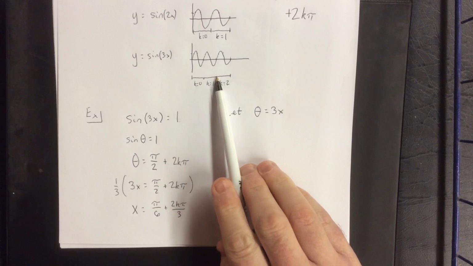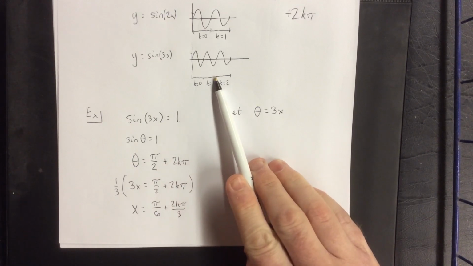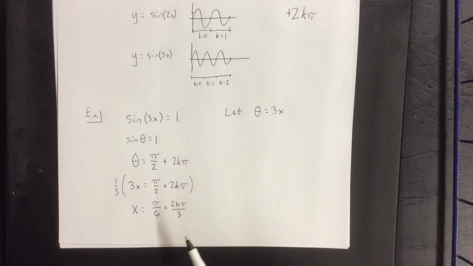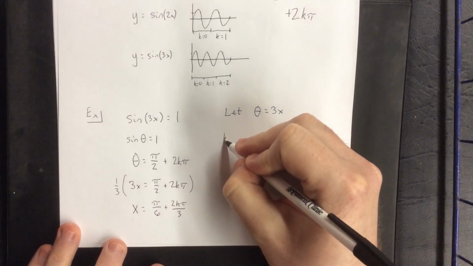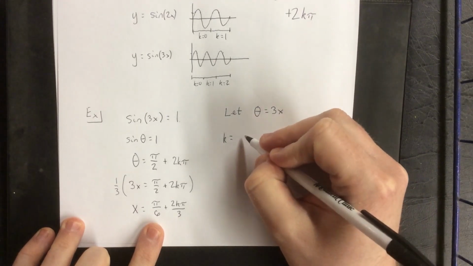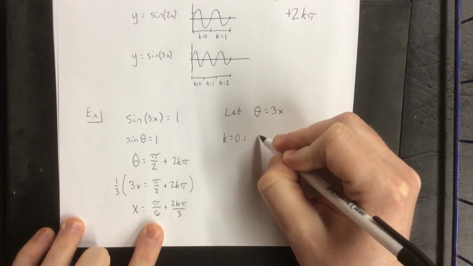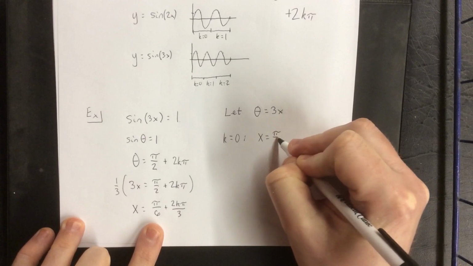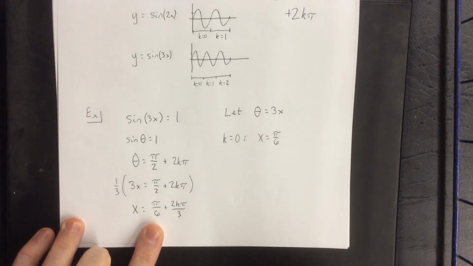Now according to what we said back here, there should be a total of 3 values of k that will produce a solution within 0 to 2 pi. If we plug in k equals 0, this would simply be pi over 6 plus 0. So x would be equal to pi over 6, which is in 0 to 2 pi.